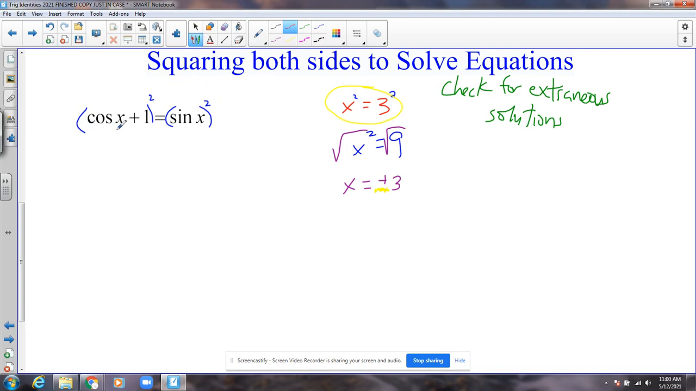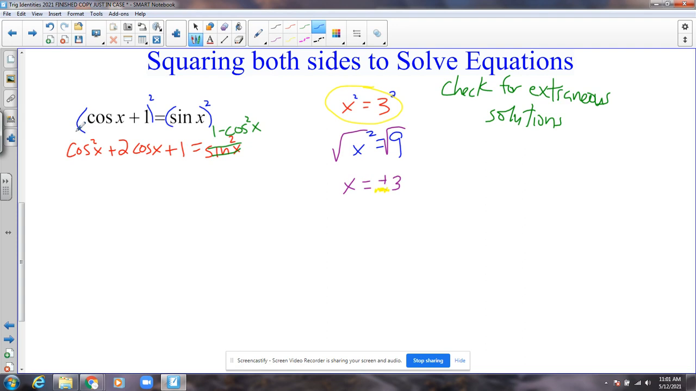Let's expand. So cosine x plus 1 times cosine x plus 1. We have cosine squared x. Careful here. Don't forget that term. Okay. So let's see. Still no like terms. Still nothing I see that jumps out at me, but we can use this Pythagorean identity that we just created to get ourselves all cosine terms in this equation. So that's a potential first step.